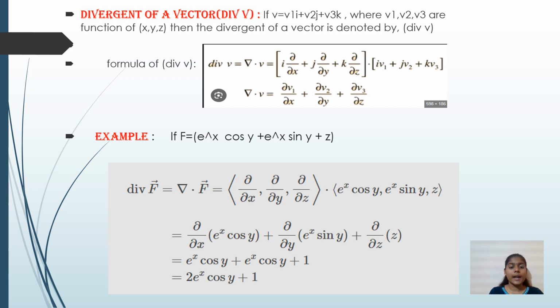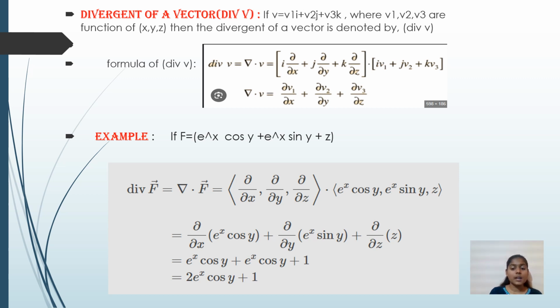Example of divergence of a vector: if f bar is equal to e power x cos y i plus e power x sin y j plus z k. Here f1 is e power x cos y, f2 is e power x sin y, and f3 is z. Now del dot f bar is equal to ∂/∂x i cap plus ∂/∂y j cap plus ∂/∂z k cap dot e power x cos y i plus e power x sin y j plus z k.